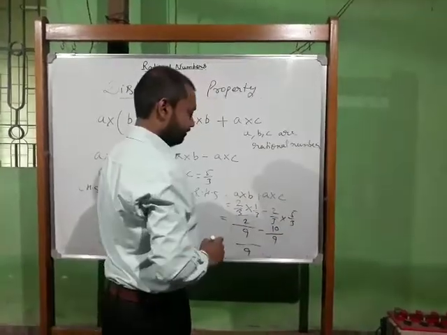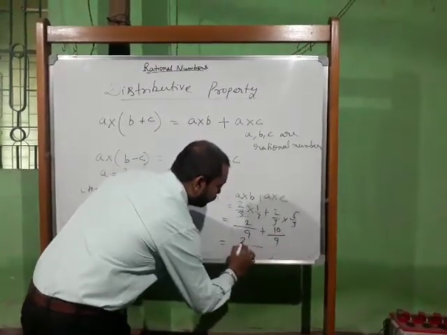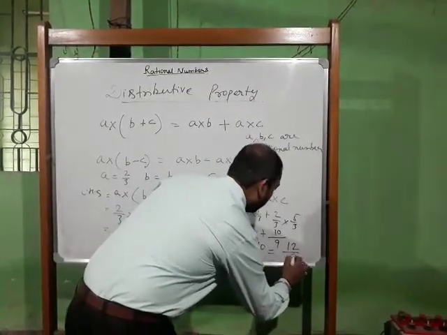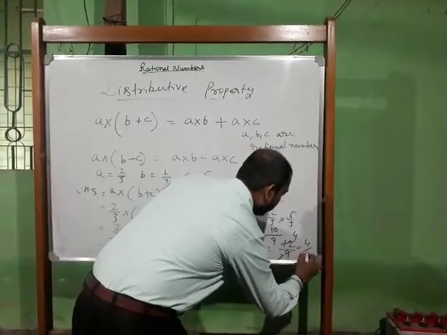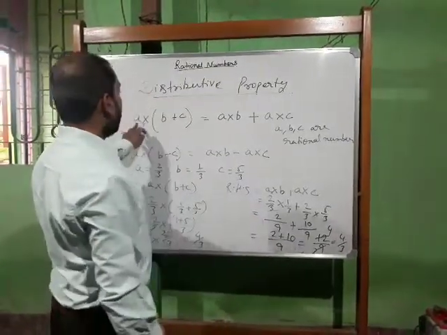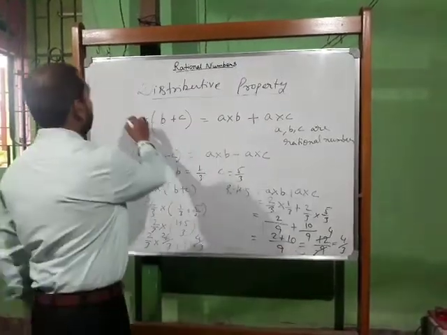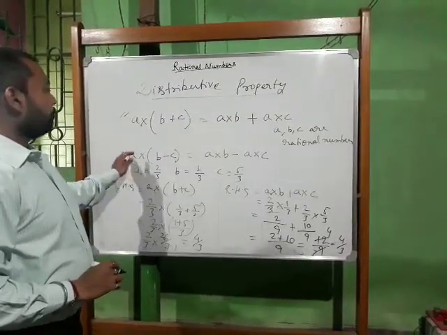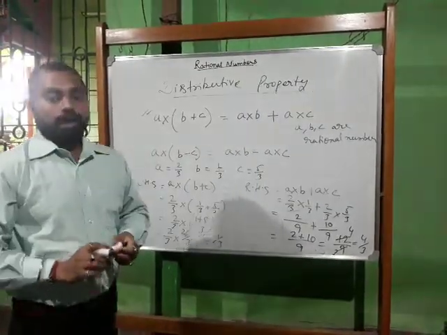Now the LCM. So 9, it is 2 plus 10, so it is 12 by 9. Now 3 4s are 12, 3 3s are 9. So it is 4 by 3. So at last we have seen that LHS is equal to RHS. That means A into (B plus C) equals A into B plus A into C. So this property exists, that means the distributive property under addition. Similarly, we can prove the distributive property under subtraction. So these are the properties of rational numbers.